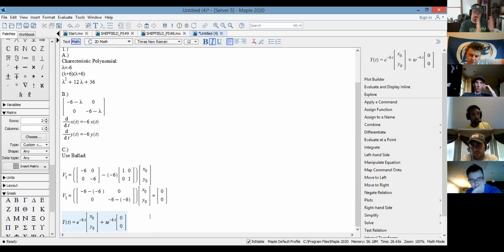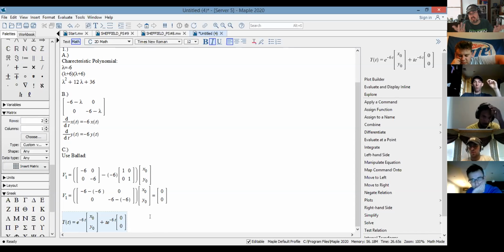And if you look at that first part, it's telling you your general solution is exponential decay in the x direction and exponential decay in the y direction. And the coefficient for both of those is whatever your initial condition is. That is the simplest possible system of differential equations. Incredibly boring system of differential equations, right? Fully decoupled system.